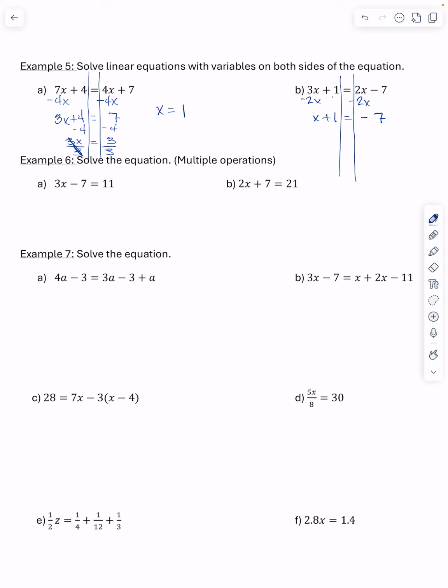Keep in mind, I got rid of the 2x. This negative still stays attached to that 7. Now I'm going to subtract 1. Negative 7 minus 1 is negative 8, and I get x equals negative 8.